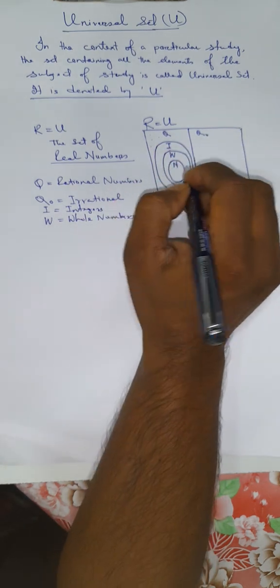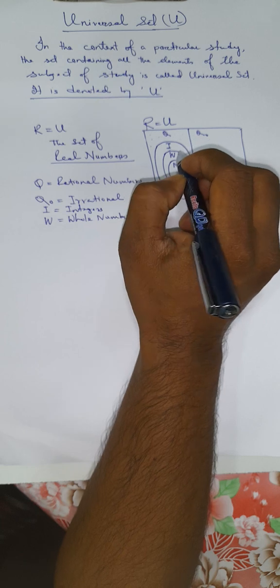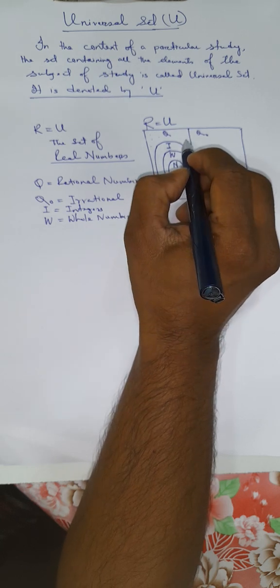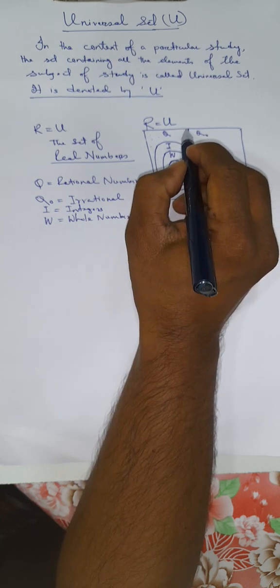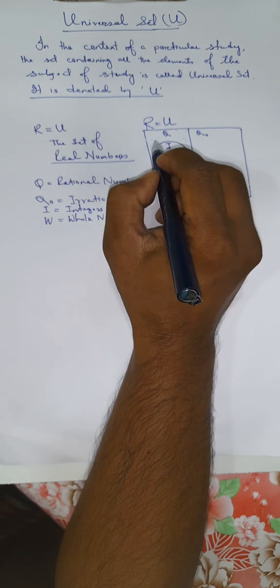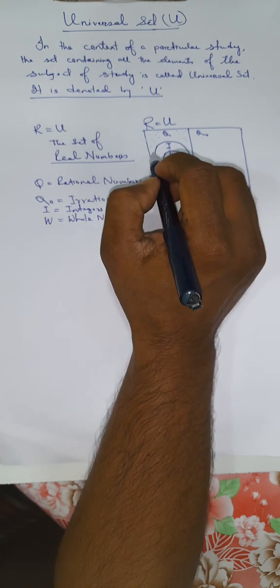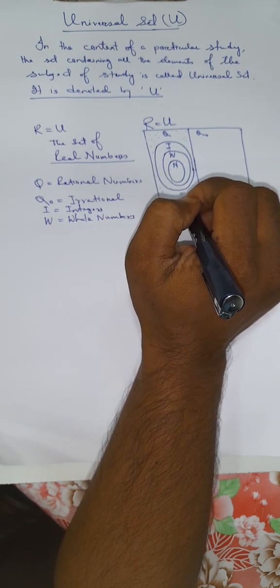Now there are some rational numbers which are not integers. So let's denote these numbers here, these dots. They represent some numbers which are not integers. That means they are fractions.